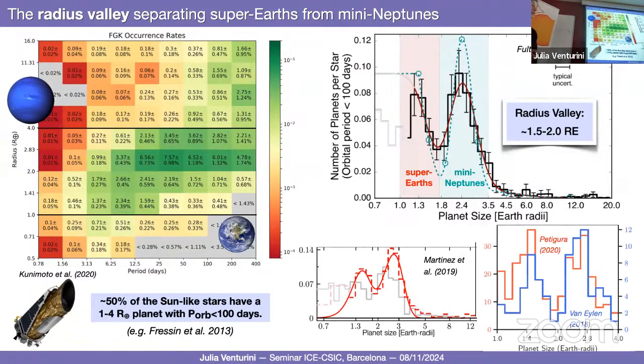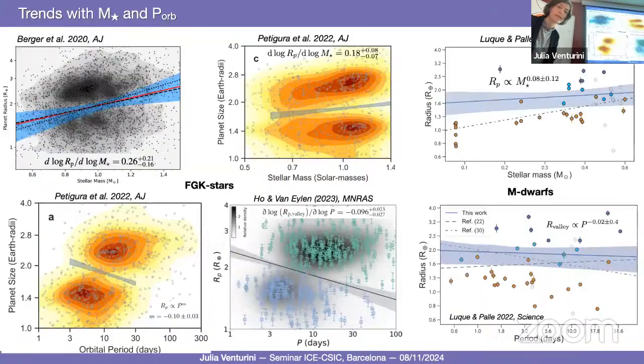And this feature, this bimodality, this radius gap was then confirmed by many follow-up studies. So now we know that the most common type of exoplanets have this peculiar bimodal size distribution with this radius valley. There were also follow-up works addressing the dependence on stellar mass and orbital period. For sun-like stars, there is a positive slope with stellar mass for the location of the radius valley, and negative with orbital period.